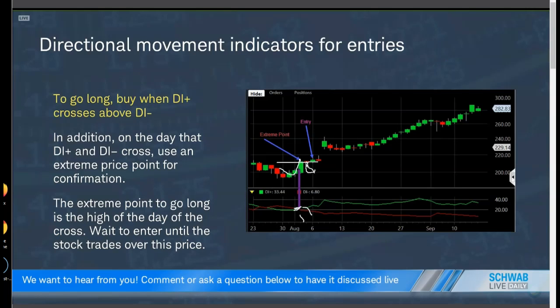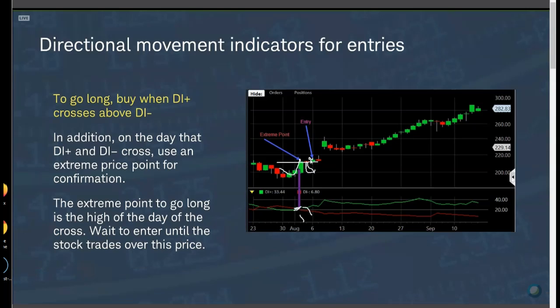So on this chart, we did not take out that high the first day after we got the signal, but we did get it the second day. So here would have been your entry. Okay.